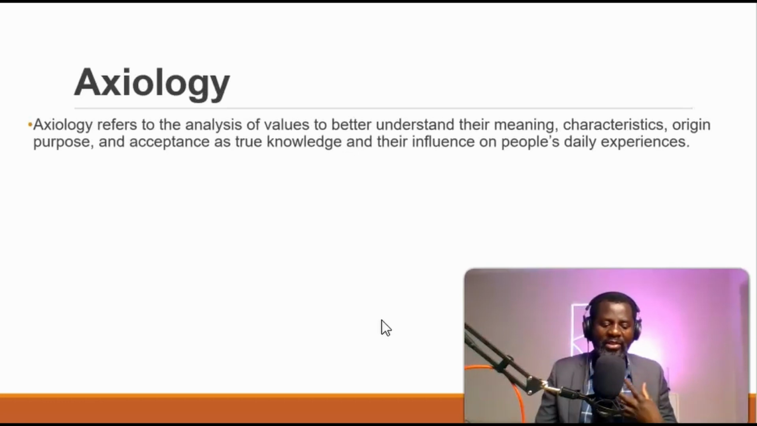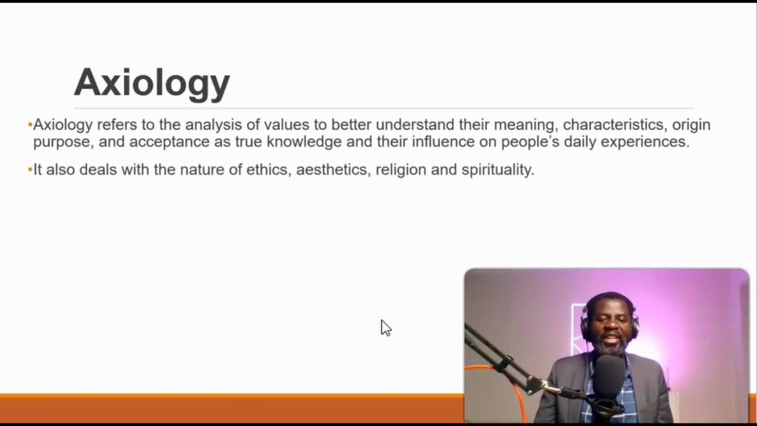So when you talk about data integrity and data, the values and the origin of purpose and acceptance of knowledge as true knowledge, axiology is the term that we use for that. It deals with the nature of ethics, aesthetics, religion, and spirituality. When you talk about indigenous research methodologies, in this sense, it deals with the ethics.